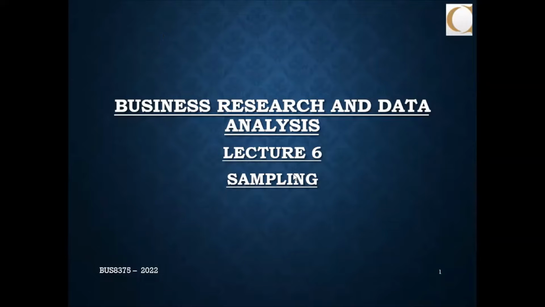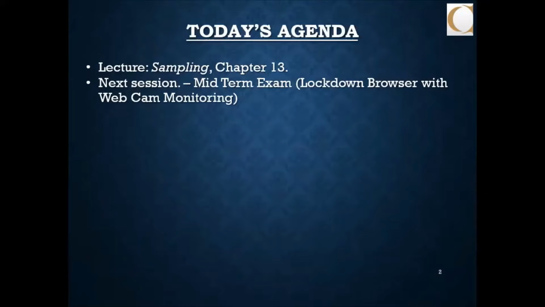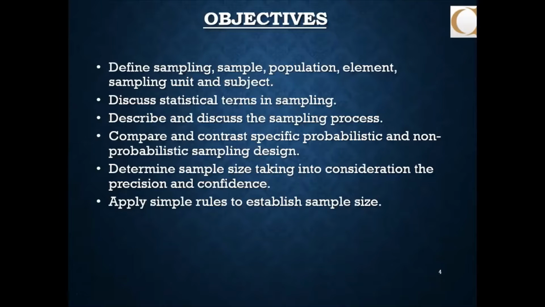So we'll start. It'll be on sampling. We're going to go through sampling, and we already did the midterm, so don't worry about that. We're going to go through what sampling is: sample, population, element, sampling unit and subject, and then statistical terms in sampling. Then discussing the sampling process, and then looking at probabilistic and non-probabilistic sampling design. And then we'll go through sample size, taking into consideration the precision and confidence.